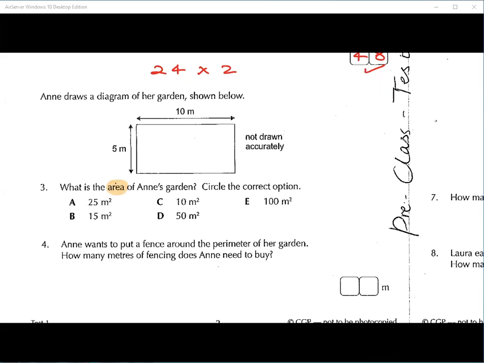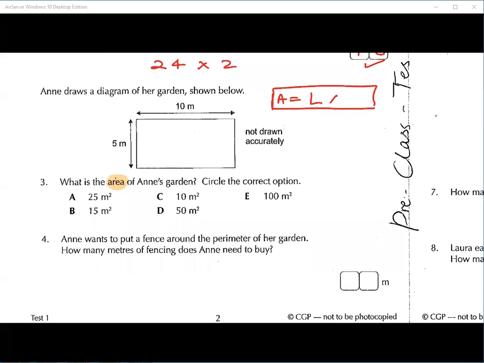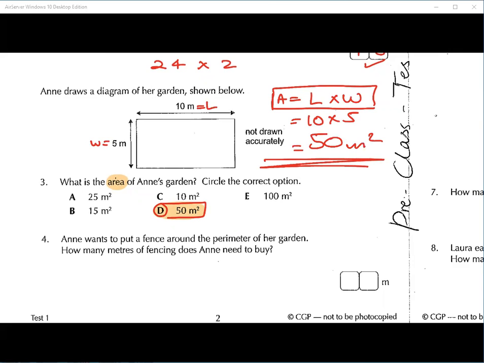So we have to times 5 by 10. What's the formula for area of a rectangle? Area equals length times by width. So the area of a rectangle is length times by width. The length is 10 and the width is 5. What's 10 times 5? 50. So question number 3, the answer is D. Well done. So 50 meters squared is the area.